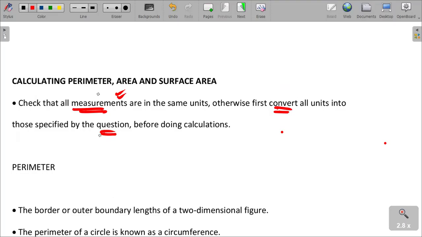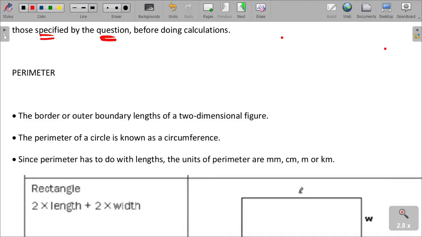Questions always tell you to give the answer in certain units. So the units that are specified are the ones that you should convert to before doing the calculation. It is quite important to take note of the units given in the question in order to get the right answer. You should always make sure the units are the same, and convert them as specified by the question before you do the calculation.